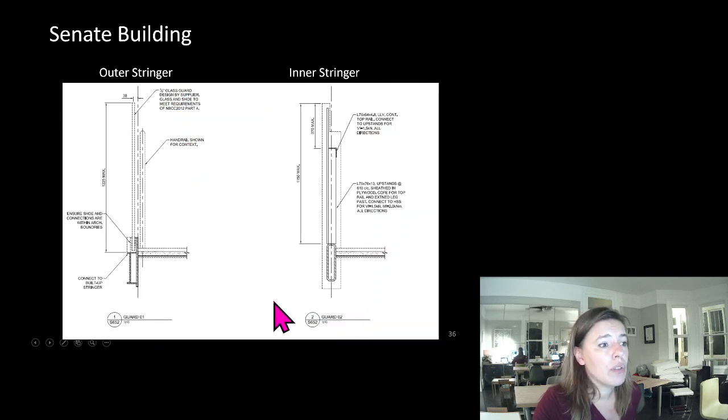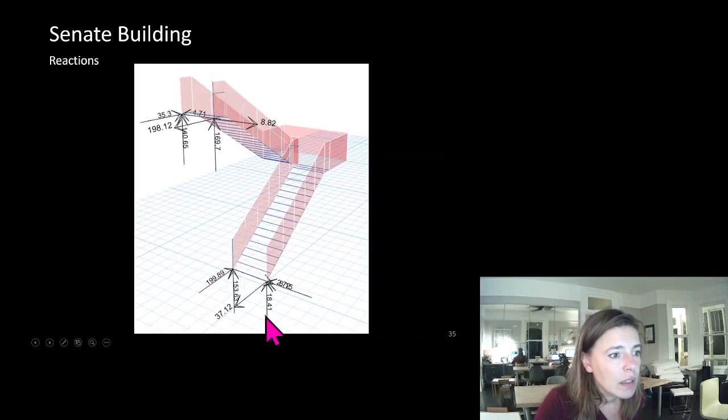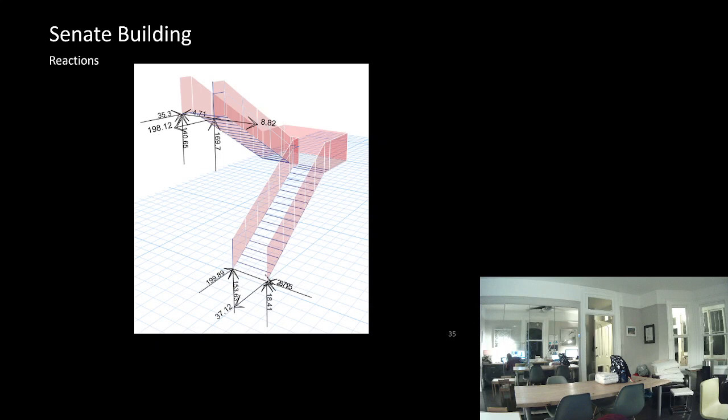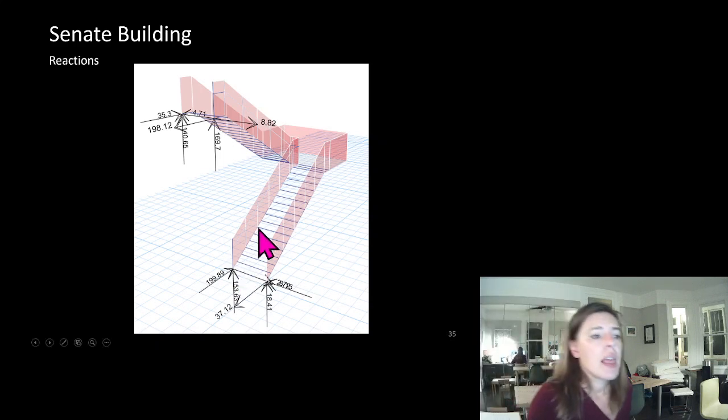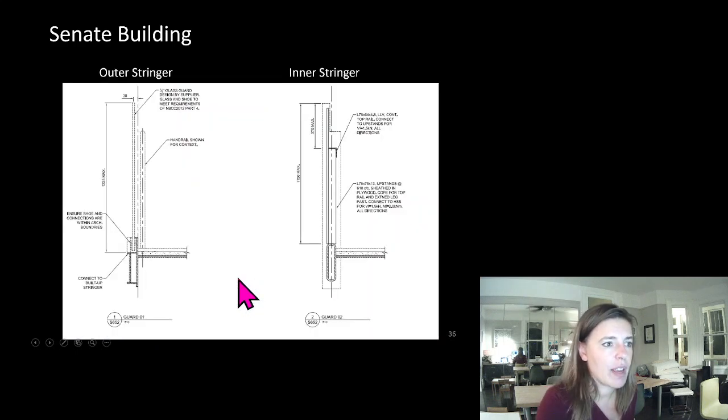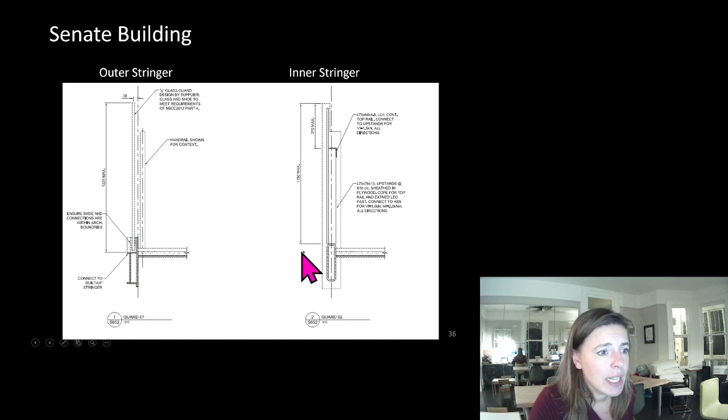What did our stringer look like? Well, we had our outer stringer, which let's just go back and look at these loads for a second. Look at this, 18 kilonewtons, 153 kilonewtons. Our outer stringer isn't working quite as hard as our inner stringer is. So our outer stringer is this built up section, and our inner stringer, we have a lot more going on with it. We have a very large HSS.